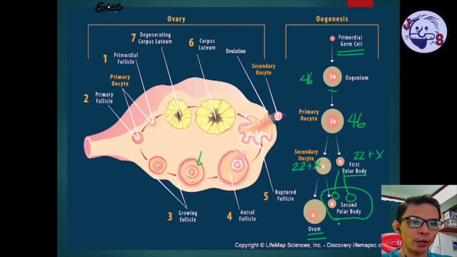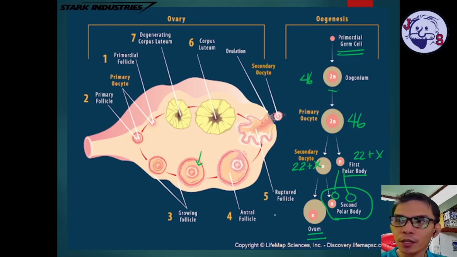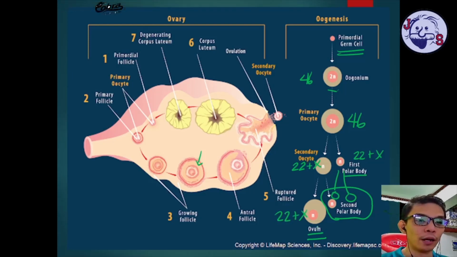Now the question here is, how many chromosomes does the egg cell have? If this is 22, there is no more separation of chromosomes happening in the second meiotic division. So this will still be 22 plus X, or 23, where the sex chromosome is the 23rd chromosome. It will combine with the sperm and eventually complete the 46 chromosomes for the human body.